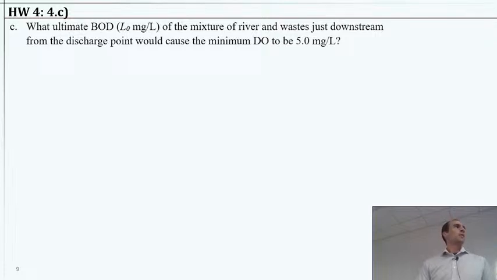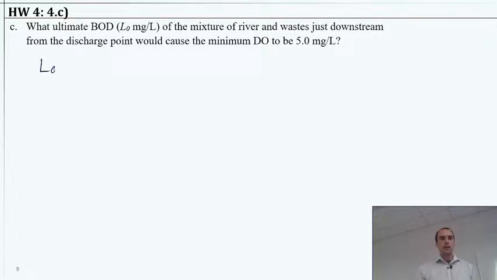Good. All right. Part C then says, what is the ultimate BOD L naught in milligrams per liter of the mixture of river and waste just downstream of the discharge point that would cause a minimum DO to be 5 milligrams per liter? So this is kind of bringing us back to part A. Like I said, if you had taken the brute force method to solve it in part A, to solve exactly for this case, then you would have realized, oh, I already did this by the time you get here. So it's really no problem if you did it that way.